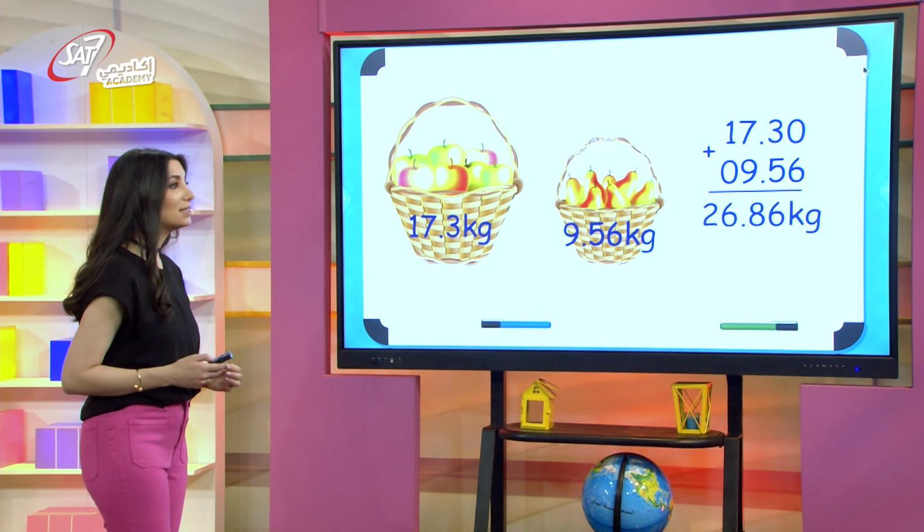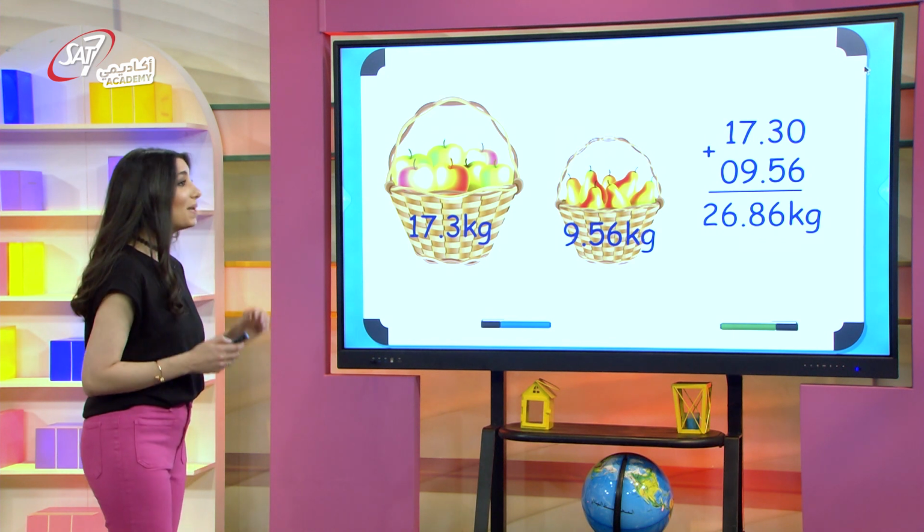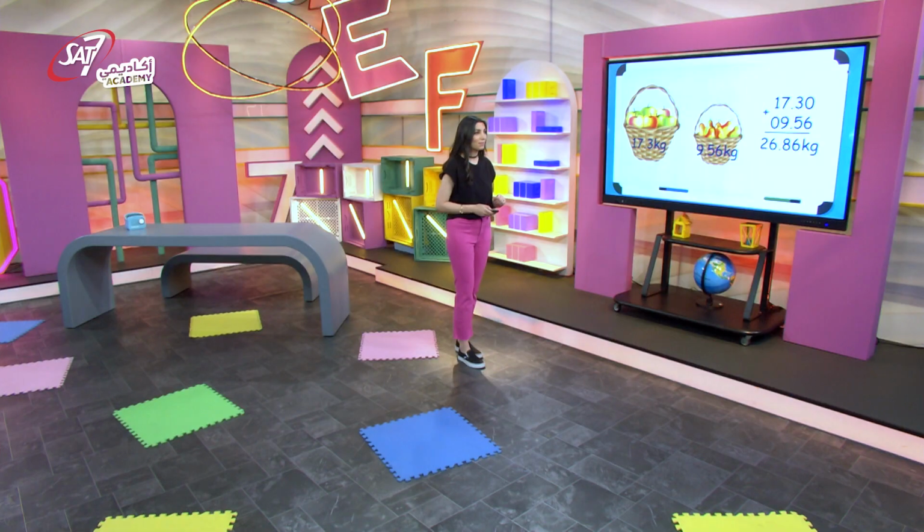The farmer picked around 27 kilograms. He picked slightly less than 27 kilograms to be exact.